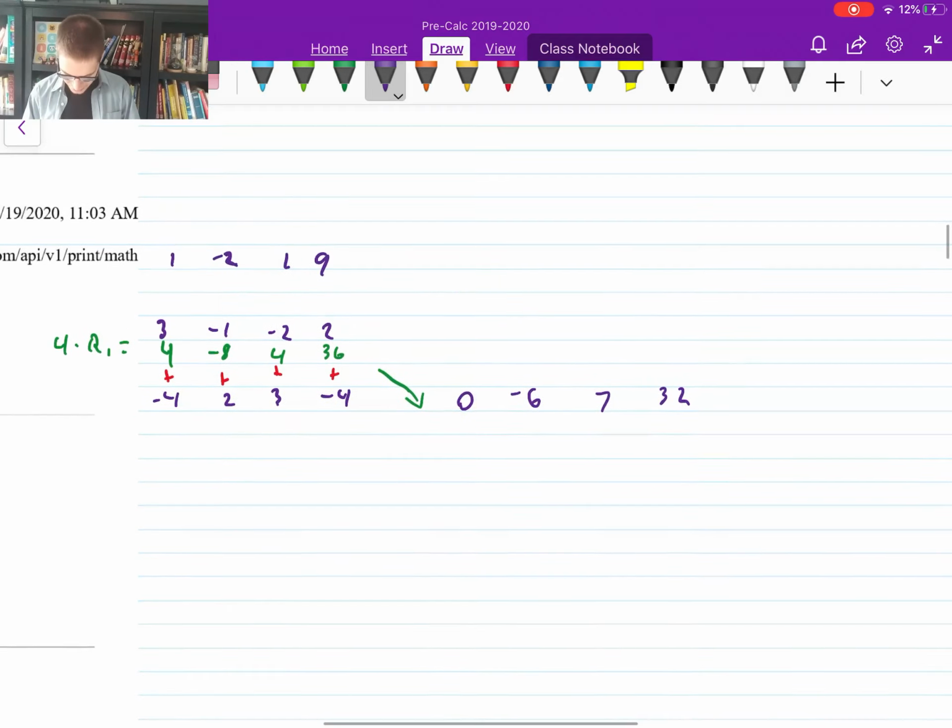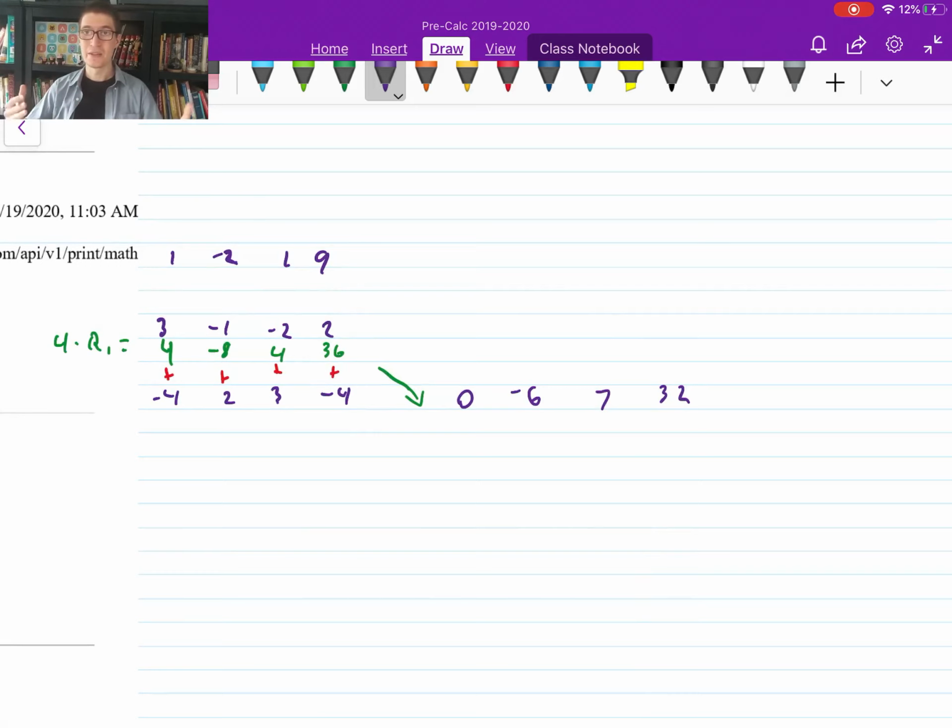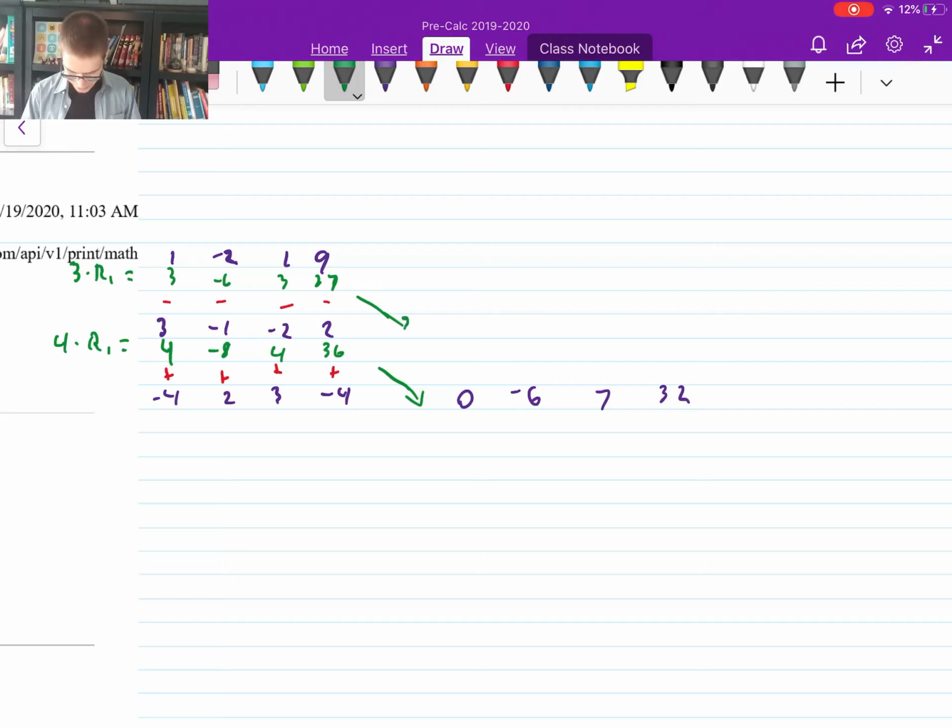Then we're going to get rid of that 3. Again, we can use row 1. 3 times row 1 equals 3, -6, 3, 27. They're all lined up now, so I can subtract all 4 of these and put that answer down in row 2. So 3 minus 3 is 0. -6 minus -1 is -5. 3 minus -2 is 5. And 27 minus 2 is 25.